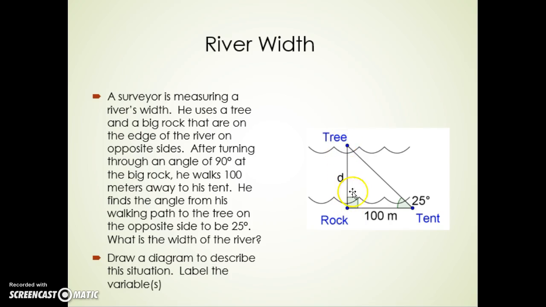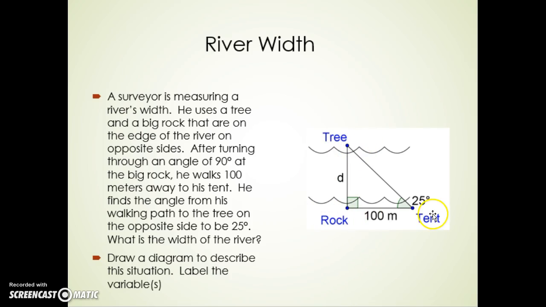Now, as far as labeling your right triangles, you can just use what makes sense to you. Here we could use W for width instead of D for distance. We could use R for river. So what you choose to use to label your right triangle may not be the same as what I would choose or what your neighbor would choose, but it doesn't matter. Just make sure whatever you choose makes sense according to what they're asking you to do.